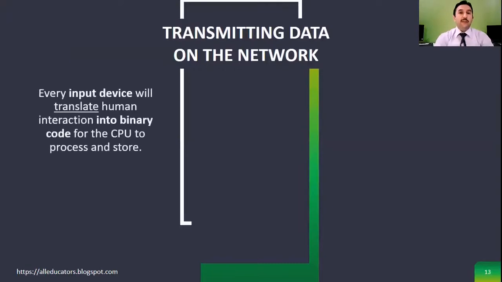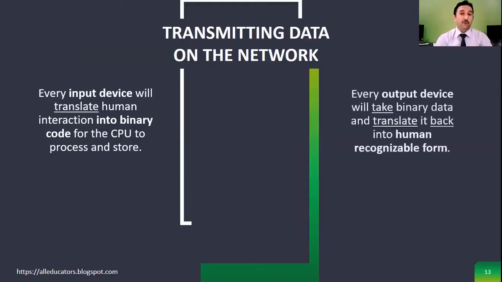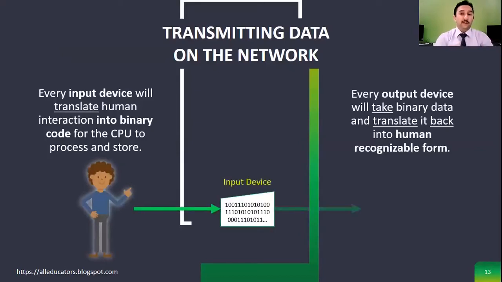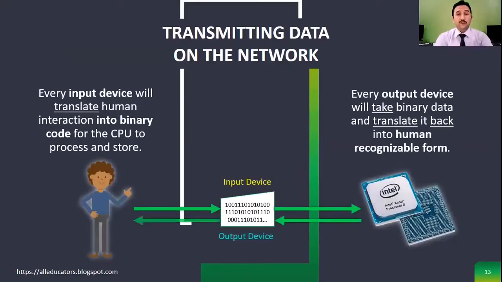And every input device, such as a mouse, keyboard, and maybe a voice-activated receiver, will translate human interaction into binary code for the CPU to process and store. Every output device, such as a printer, speakers, and monitors, will take binary data and translate it back into human recognizable form. Within the computer itself, all data is processed and stored as binary.